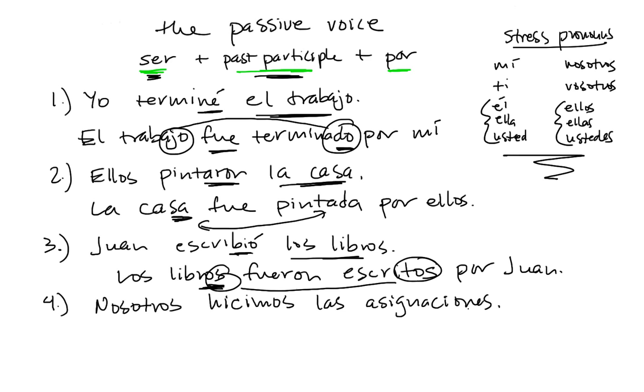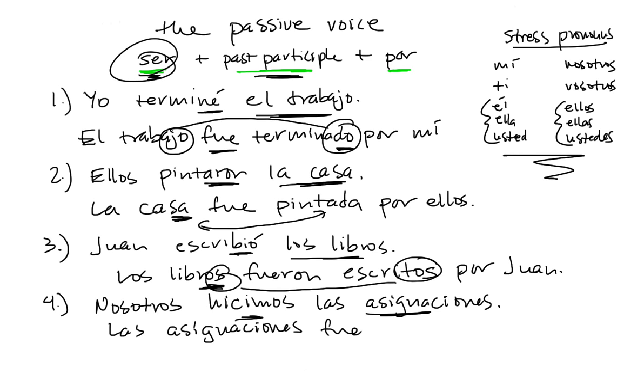Nosotros hicimos las asignaciones. We did the assignments. Asignaciones becomes the subject. Las asignaciones. More than one. Again, a form of ser. We had the preterite here, so we're going to use the preterite here. Fueron. Now we want the past participle of hacer. That's another irregular past participle. That's hecho. So we want hech. And then we have asignaciones. That's feminine plural. Hechas por nosotros. Okay.